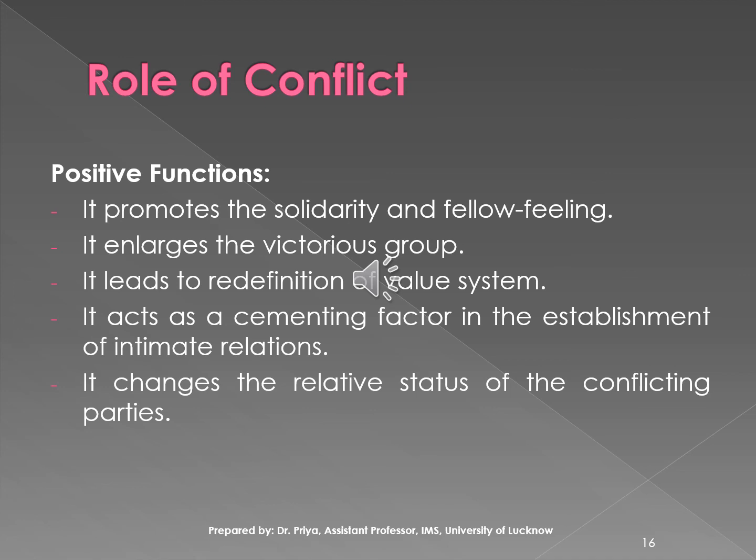The fourth one is it acts as a semantic factor in the establishment of intimate relationship. For example, the end of the verbal conflict between the lovers, friends and married couples leads to the establishment of relations which are now more intimate than before. The fifth one, it changes the relative status of the conflicting parties. For example, after the Second World War, both Germany and Japan lost their status as great power. China today has become a leading Asian power, and United States has emerged as a superpower.